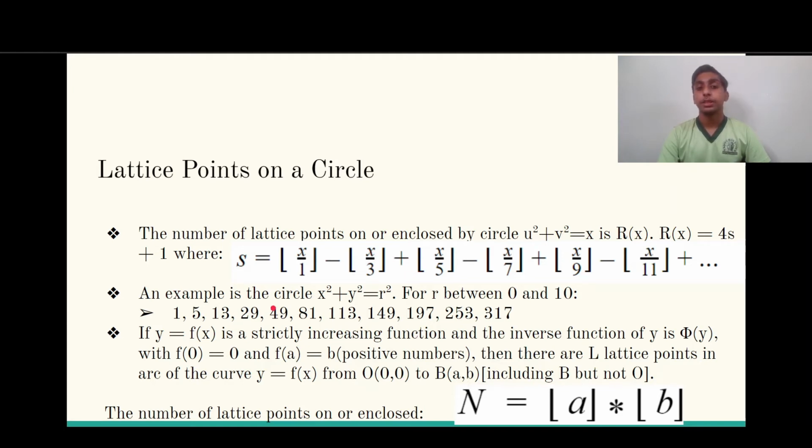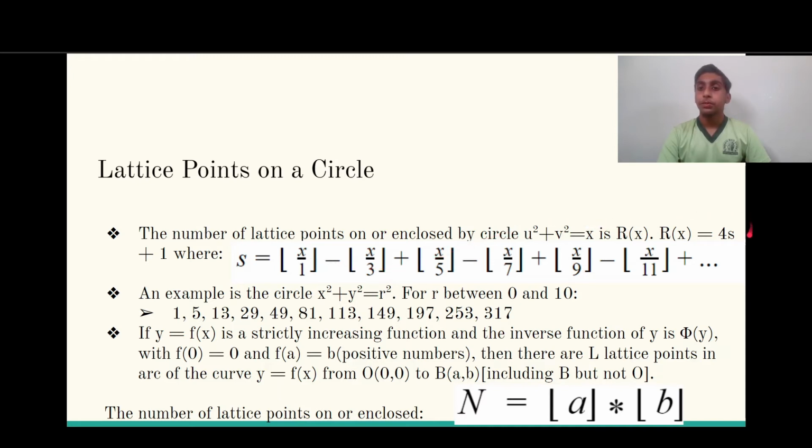An example of this is the circle x squared plus y squared is equal to r squared, for r between 0 and 10. This was our original formula, and now we're going to modify it for this circle in particular. When r is between 0 and 10, the values I get for 4s plus 1 are 1, 5, 13, 29, 49, 81, 113. As you can see, it's really just plugging whatever your r value is into this formula so you can solve here.